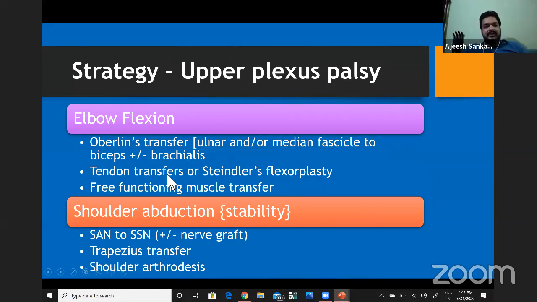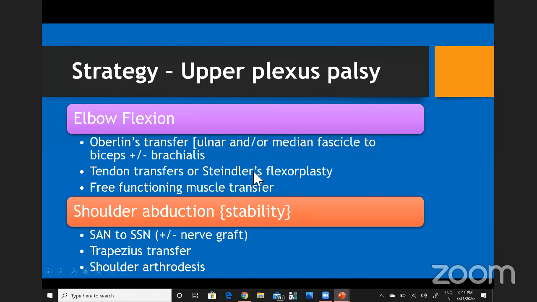And we can go ahead, if tendons are available, especially the pectoralis major or the latissimus dorsi, with these tendon transfers. And the Steindler flexoplasty, which is a proximal shift of the common flexor origin, can be used if we already have an elbow flexion power of at least grade 2. For a completely paralyzed elbow, a Steindler flexoplasty is unlikely to give any functional results.